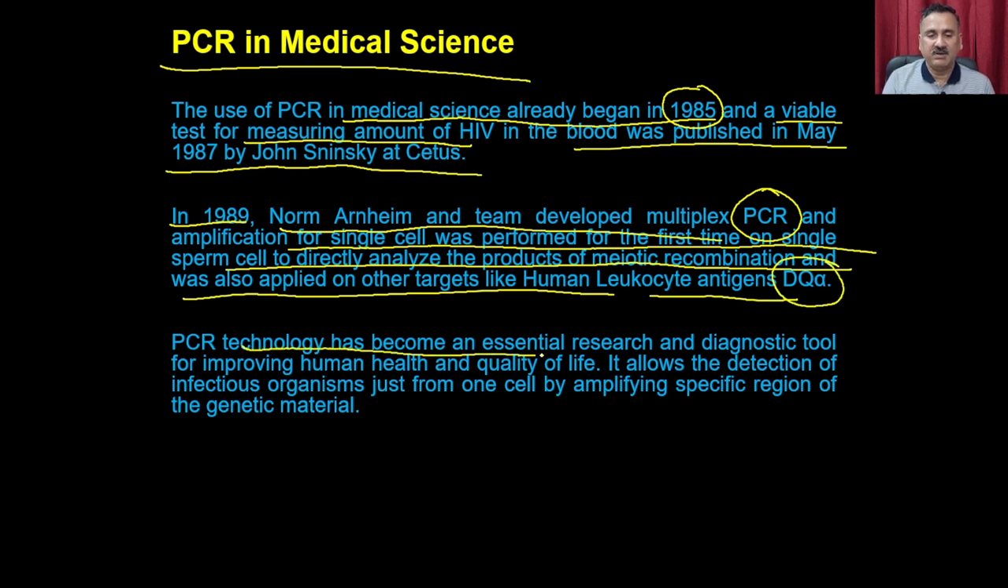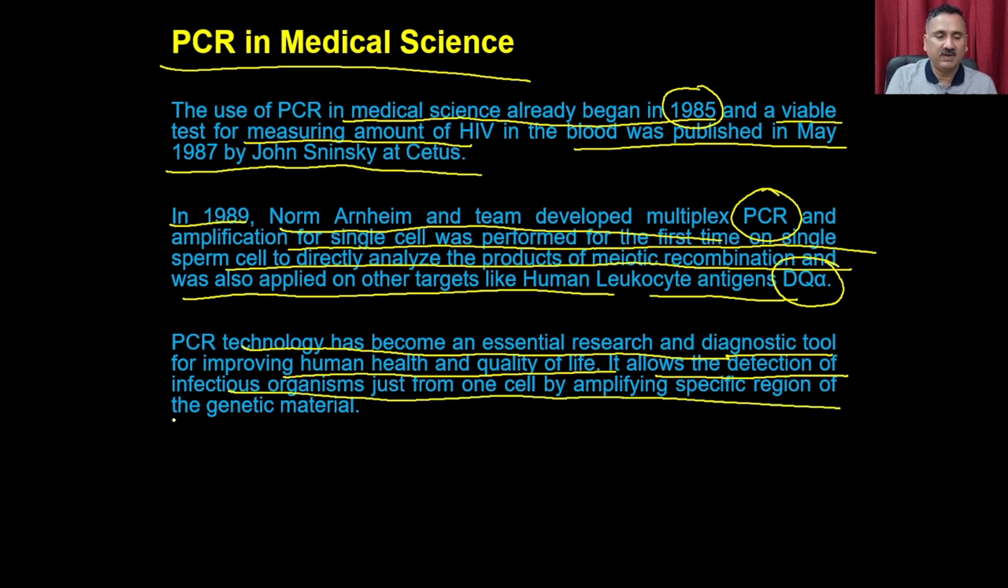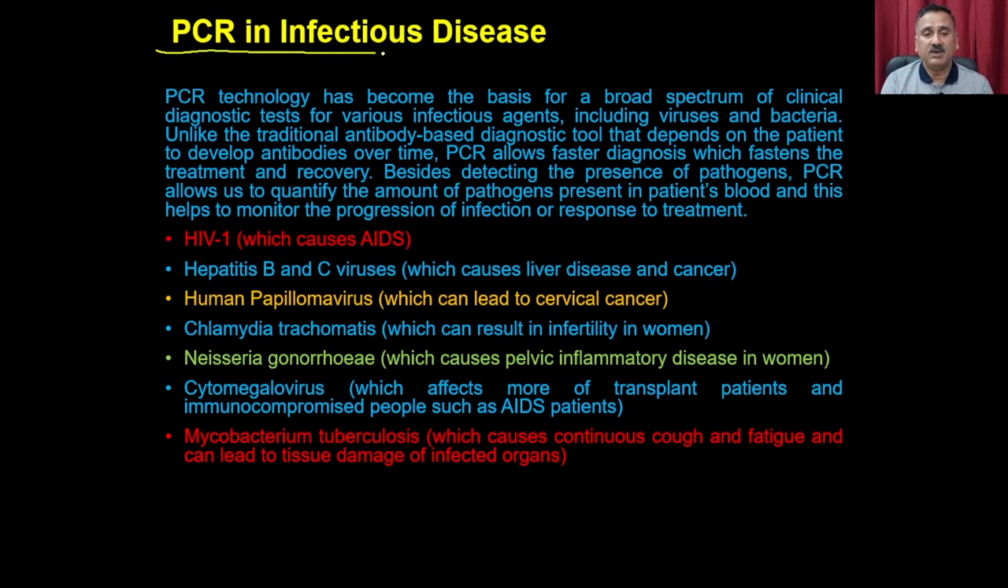PCR technology has become an essential research and diagnostic tool for improving human health and quality of life. It allows the detection of an infectious organism from just one cell by amplifying a specific region of the genetic material. PCR is very extensively used for detecting infectious organisms, such as HIV, hepatitis B and C, human papilloma virus, then Chlamydia trachomatis, Neisseria, and the cytomegalovirus or CMV, and it also can be used for detection of Mycobacterium tuberculosis.